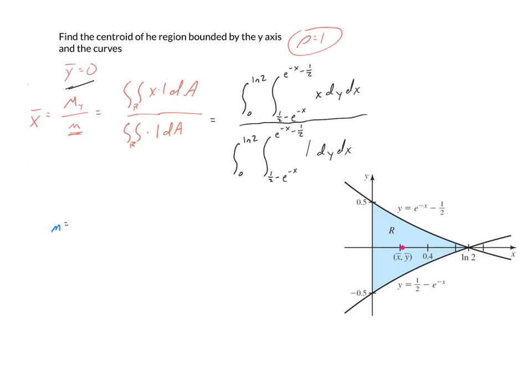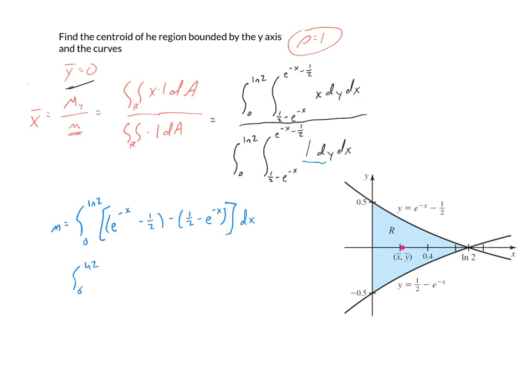So my mass integral is the integral from 0 to the natural log of 2, and I'm going to take the antiderivative with respect to y because my function is just 1, so the antiderivative would be y, and then I can just plug in top bound minus bottom bound right off the bat here because I'm just substituting into a y. So we have e to the negative x minus 1/2 for the top bound minus the bottom bound, 1/2 minus e to the negative x. Still have my dx there, and that simplifies a little bit.